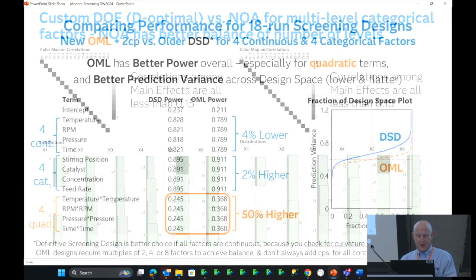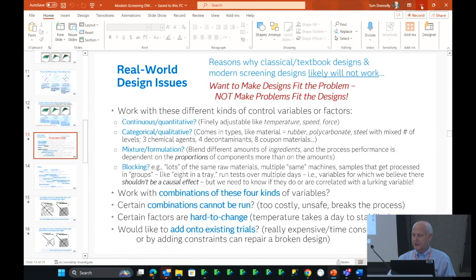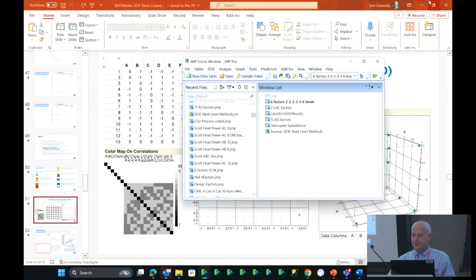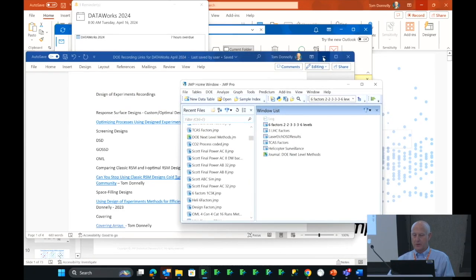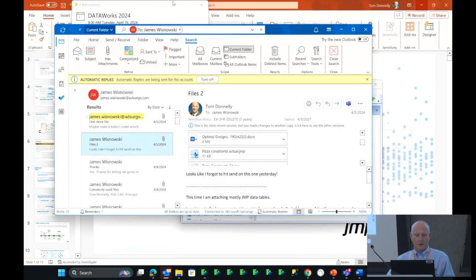So let me just maybe drop out and make a couple designs so you see how we do this. And I was trying to clean up my background here a bit. Got a lot open there.